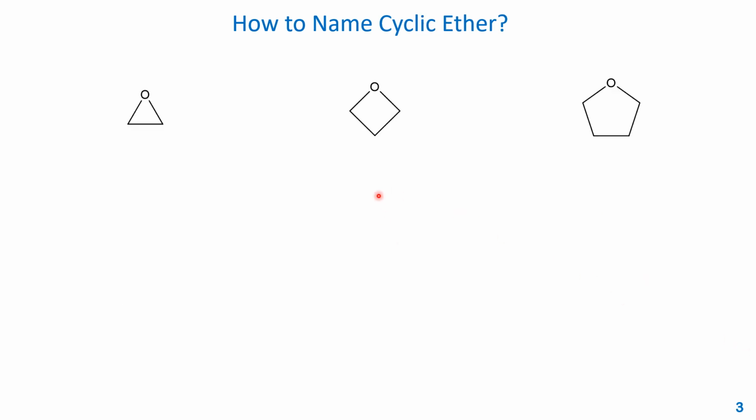Now let's talk about the cyclic ether. Okay, that means in the ring, there's oxygen as a member, and this is a 3-membered cyclic ether, and the name is called oxirane, but there's a more common name. It's called epoxide. If it's 4-membered, that's called oxetane. 5-membered is called tetrahydrofuran, and this is a very, very common organic solvent in synthesis, simplified as THF, tetrahydrofuran.